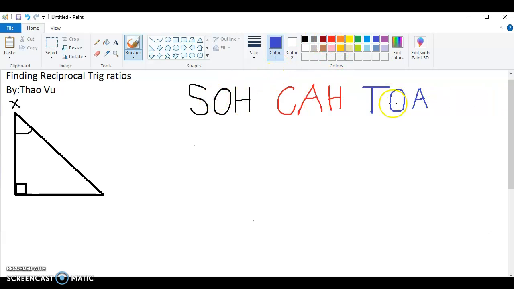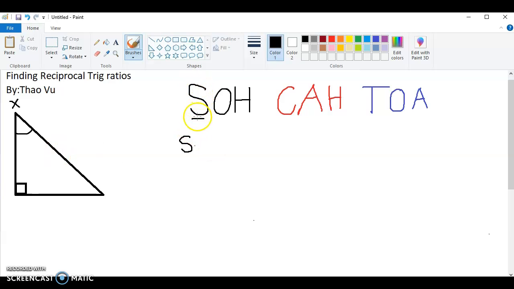So if you remember this phrase, you will probably be able to find the trig ratios very easily. First, let's break it down. This S stands for sine, and we'll just use this image to the left of us to direct us which one is opposite, adjacent, and hypotenuse.